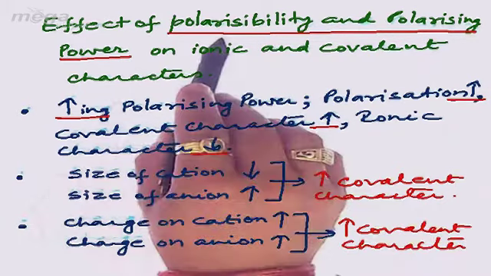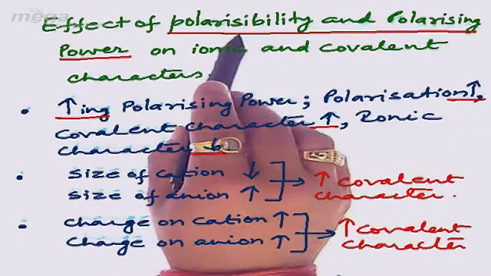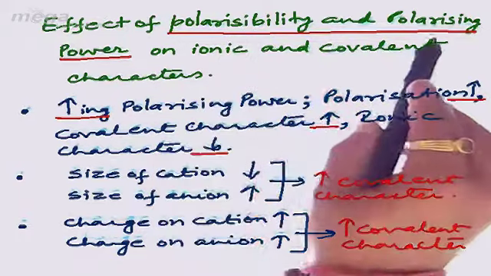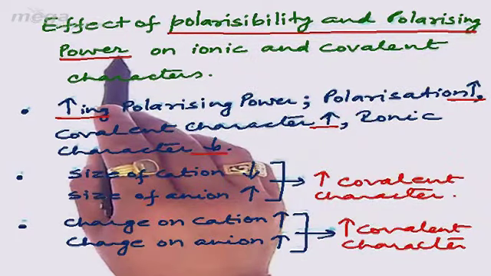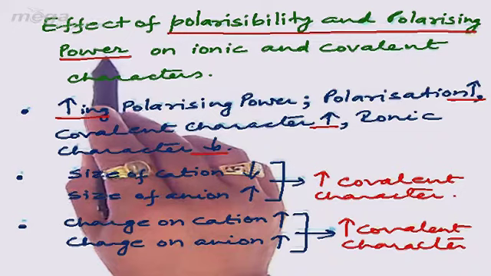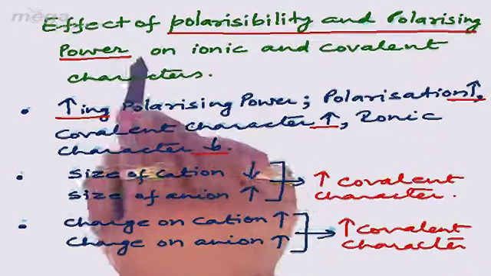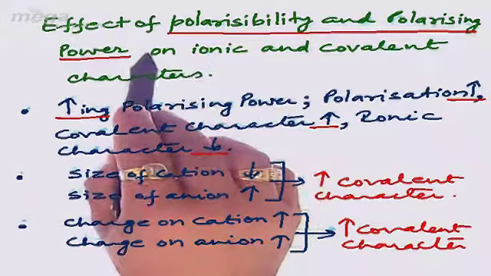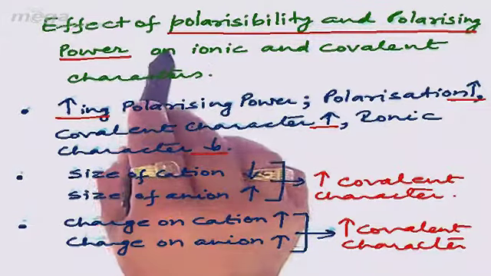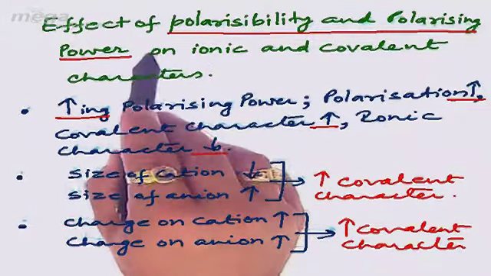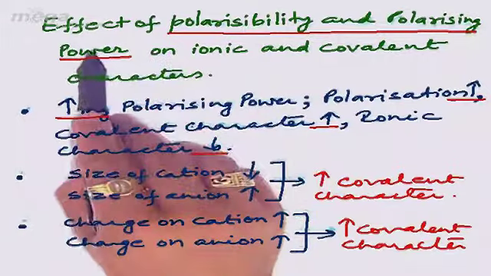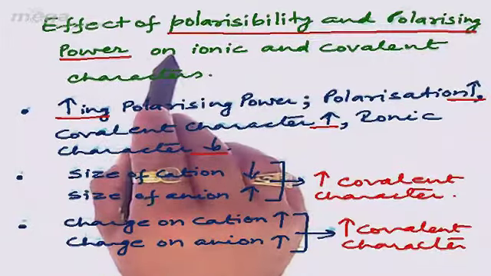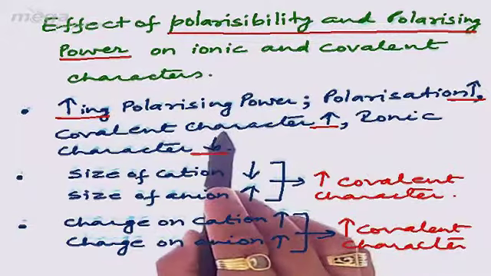So students, polarizability refers to the tendency of anion to get distorted, and polarizing power refers to the ability or the power of a cation to distort or polarize anion. Now, with the increasing polarization, we found that the distribution of the electron cloud will be equidistant from both the nucleus of the cation and the anion. That will lead to the increase in the covalent character.